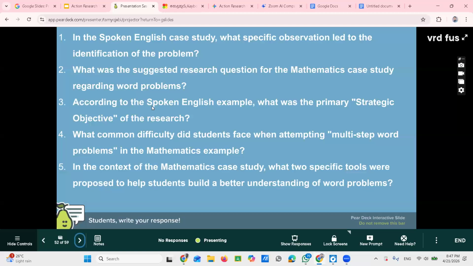Try to do this activity, another activity based on the two examples we discussed earlier. Take 5 to 10 minutes again to complete the activity here. Try to do that.